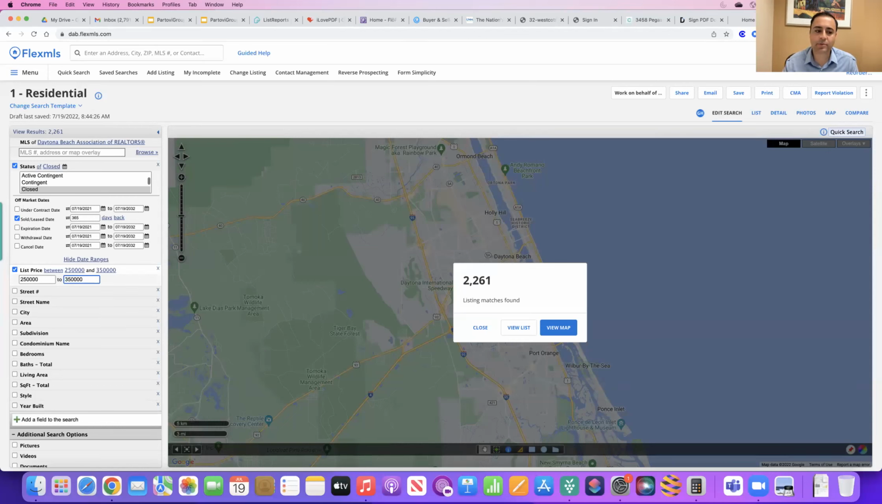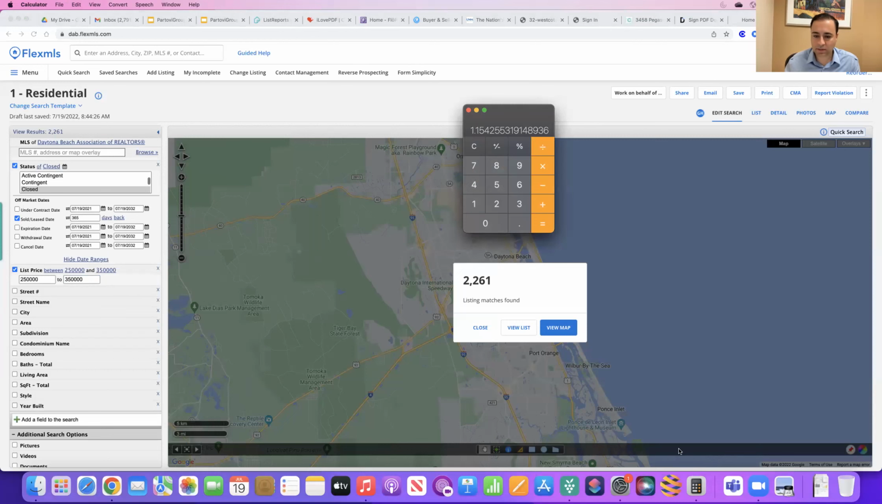I know if you're living in a higher price point market, it might be higher, but I want to prove a point. So if we take a look in the past 12 months, in this MLS, there were 2,261 residential properties that sold between $250,000 and $350,000. So we take this 2,261 and we're going to divide it by what number? By 12, because we want to get the average monthly sales. 188. I'm going to just round down.